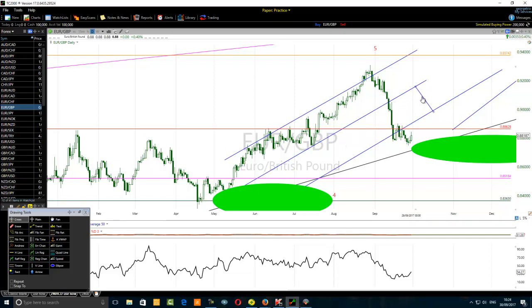Project it. All right. The width of that channel. So we are now below the second channel. So we can project it one more time on the daily chart and see the possible reversal point.